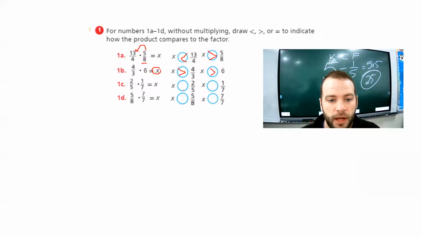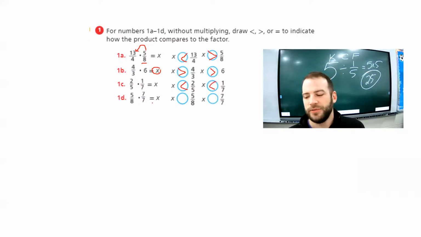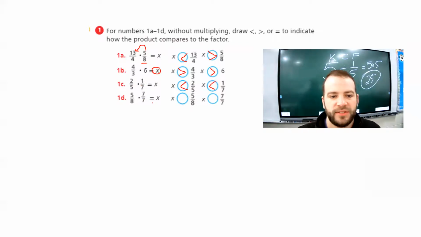That's good. What about number 1C? We have the answer compared to 2/5. Well, 2/5 is getting multiplied by a number smaller than 1. So 2/5 is going to be bigger than what it's going to turn into. And then the answer here is going to be, once again, smaller than 1/7 because 1/7 is getting multiplied by 2/5.